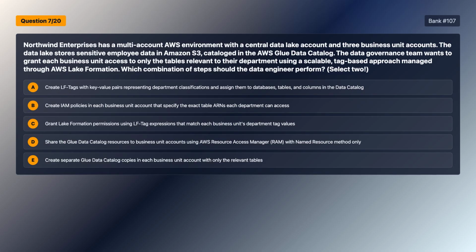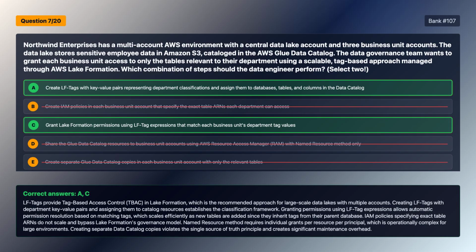Select 2, review the answer choices on screen. The correct answers are Option A and Option C. LF-tags provide tag-based access control, TBAC, in Lake Formation, which is the recommended approach for large-scale data lakes with multiple accounts. Creating LF-tags with department key-value pairs and assigning them to catalog resources establishes the classification framework.